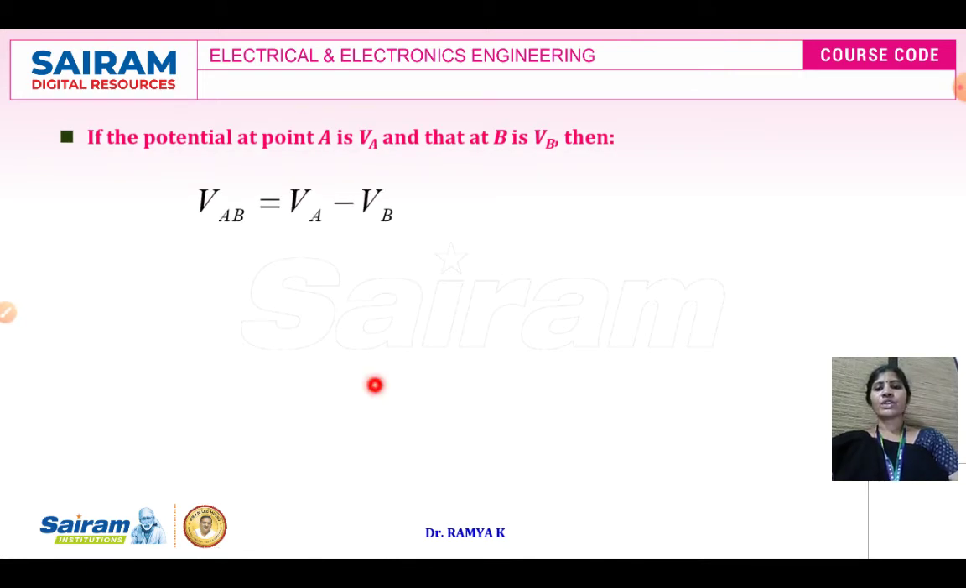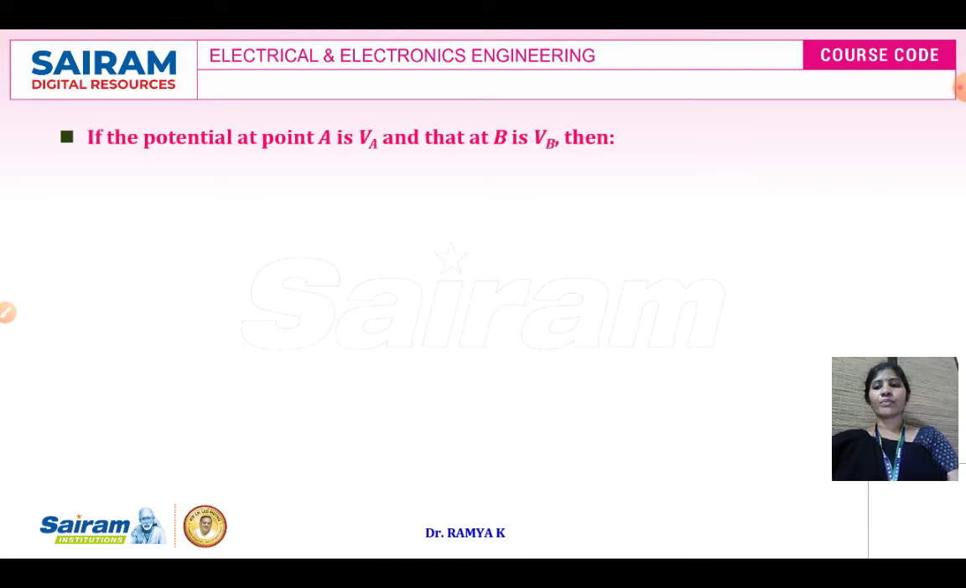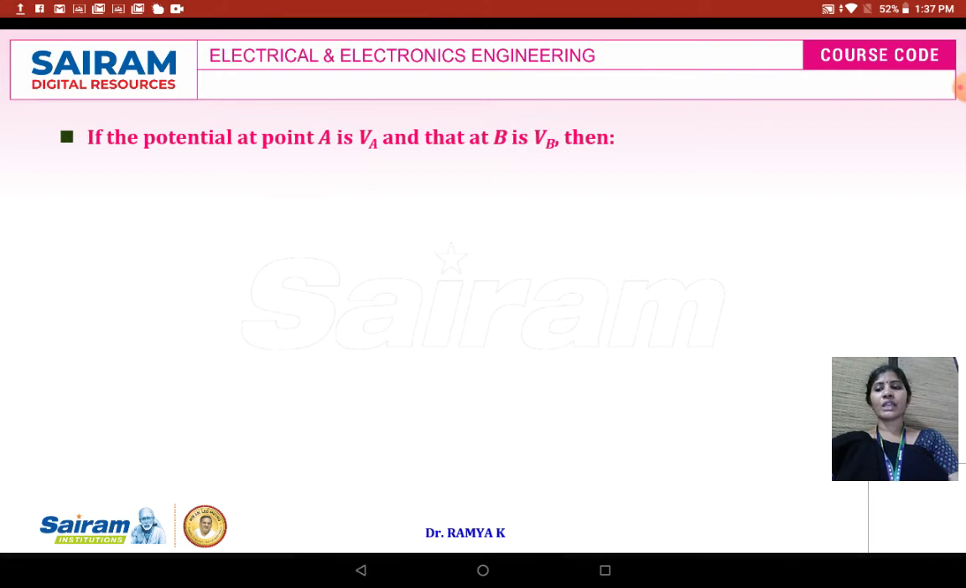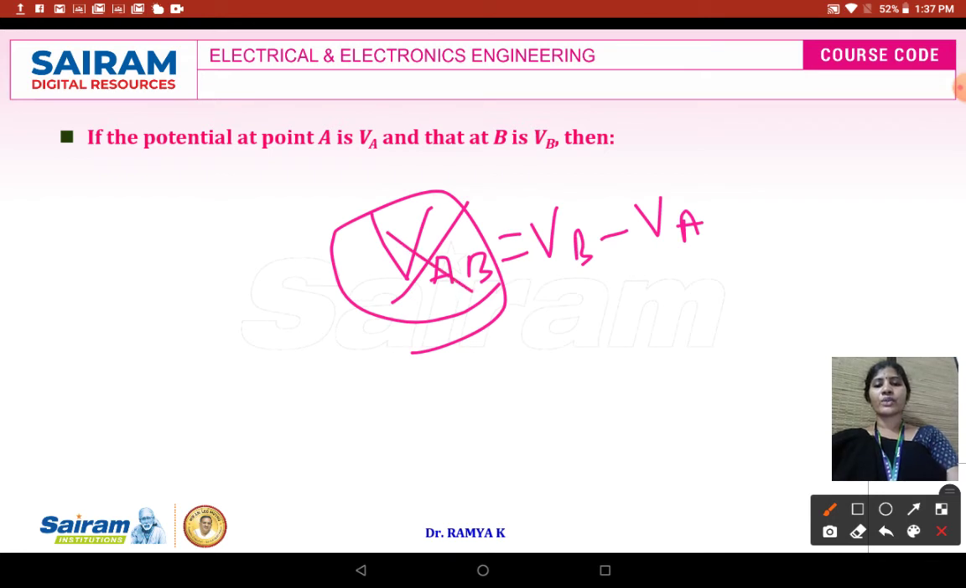If your potential VA is going to be larger than VB, then the difference in potential obtained is VAB, which is equal to VA minus VB. And in case the potential at point B is greater than VA, then VAB will be negative, where we can write it as VB minus VA. At that moment, you need to write it as VBA.